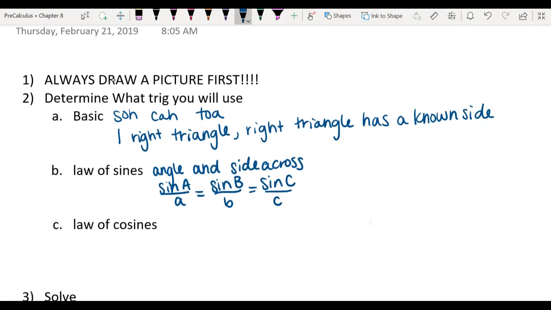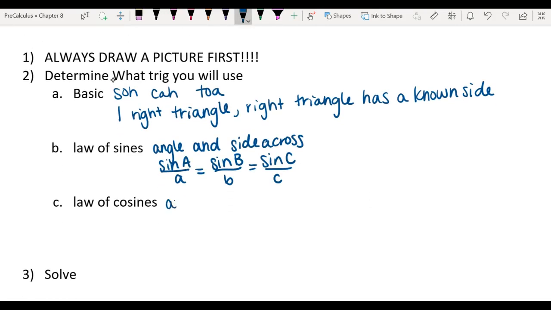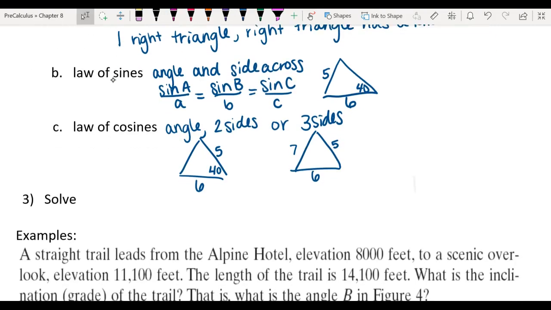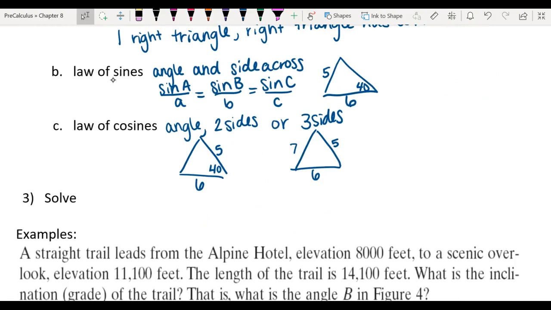Law of cosines is going to occur when you have an angle and two sides, okay, where your angle is not across from the side, or if you're given all three sides. Okay, so for example, if you had this, 40, 5, and 6, you would use law of cosines because you don't have the side across, and you would use it in this case because you have all three sides. Law of sines you use when you have the 40, the side across, and then another side. Okay, and then your last step is to solve the equation that you used.